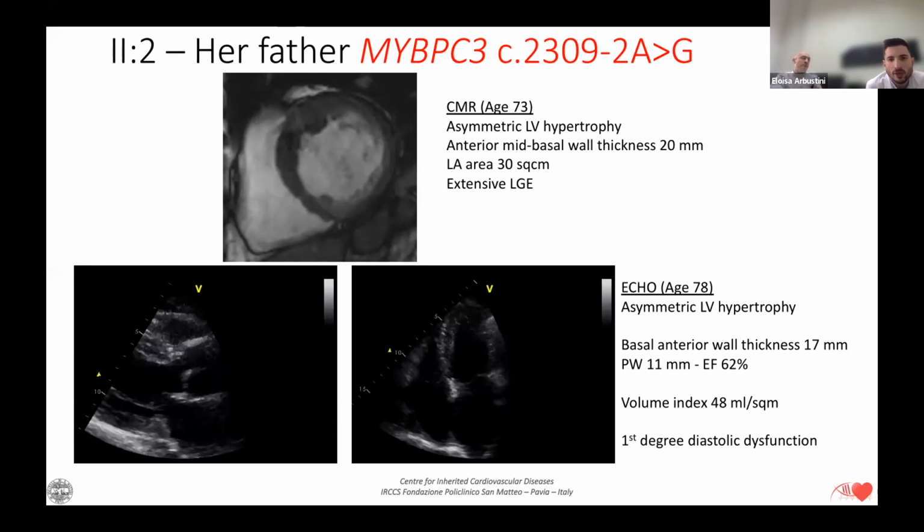By the CMR, we can observe an asymmetrical left ventricular hypertrophy at the anterior medium basal wall with thickness up to 20 millimeters, and extensive late gadolinium enhancement at the hypertrophic portion. From the echo, we can observe normal left ventricular function, severe left atrial dilation, and first-degree diastolic dysfunction.